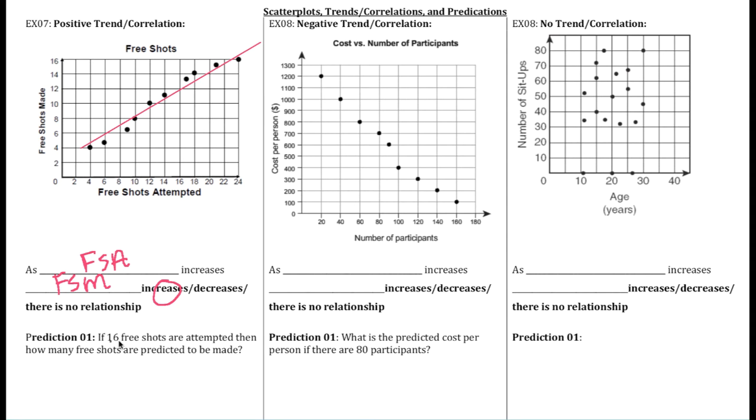It says if 16 free shots are attempted, what's the prediction for free shots made? I'll do this in a different color. So 16 free shots attempted. My prediction is that it should be about 12. If 16 free shots are attempted, then how many free shots are predicted to be made? So 12 free shots made.